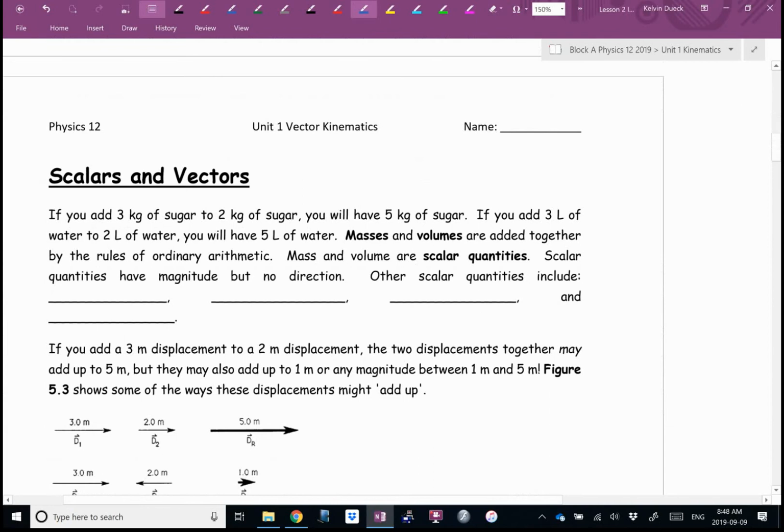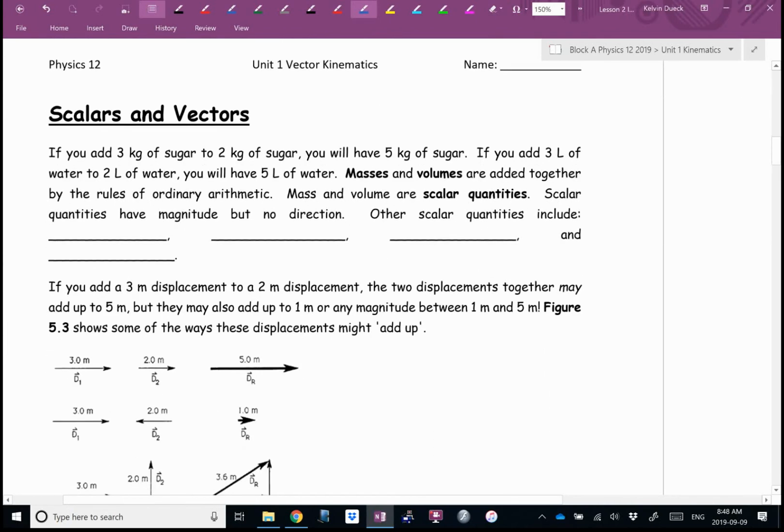So, scalars and vectors. If you add 3 kilograms of sugar to 2 kilograms of sugar, you get 5 kilograms of sugar. If you add 3 liters of water to 2 liters of water, assuming you don't let any evaporate, you get 5 liters of water. Masses and volumes are added together by what you think of as the rules of ordinary arithmetic. They're scalar quantities. Scalars have magnitude, but they have no direction, much like your futures.